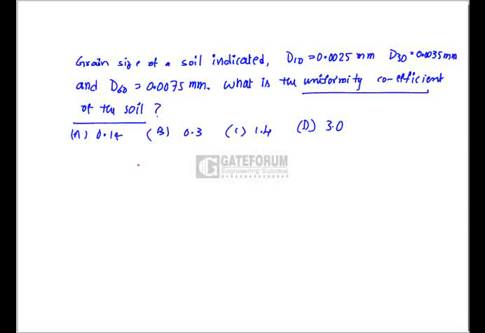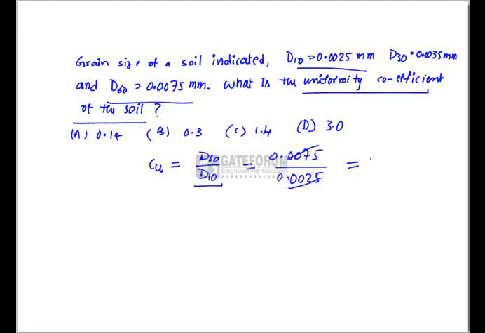So in this problem we have to find out the uniformity coefficient of the soil. What is uniformity coefficient? Cu we can represent. It is going to be D60 by D10. In the question, D60 was given as 0.0075 mm and D10, the effective size of the particle, was given as 0.0025. So it is going to be 3. So option D is correct.